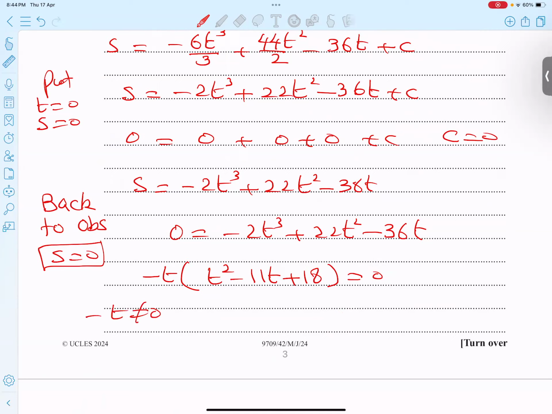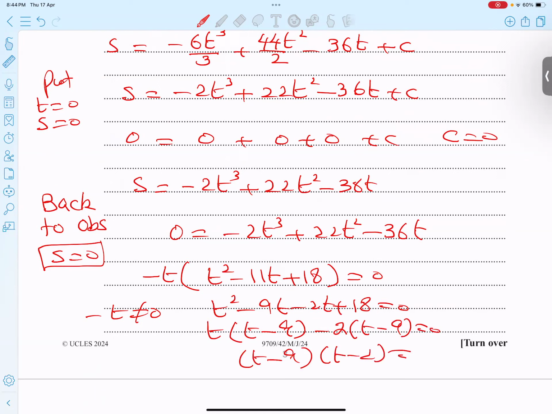And here I'm going to apply the quadratic formula. 18, 9 twos are 18, so I can factorize better. Avoid the quadratic formula and factorize better. 9 twos are 18. I got t minus 9 and t minus 2. And I got two times: time is 2 seconds, and time is 9 seconds.